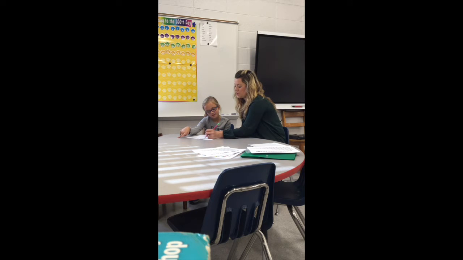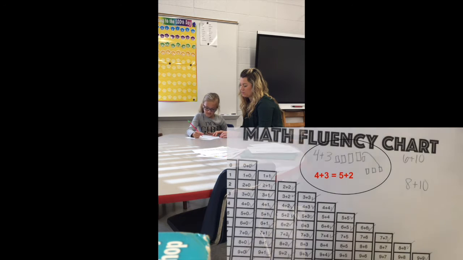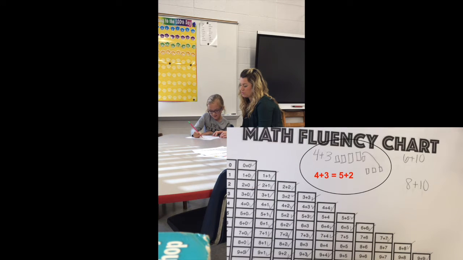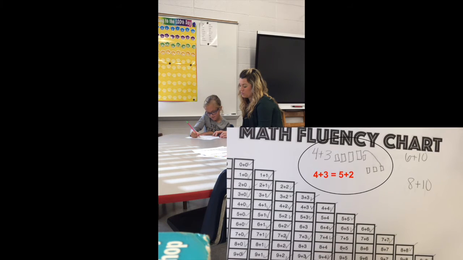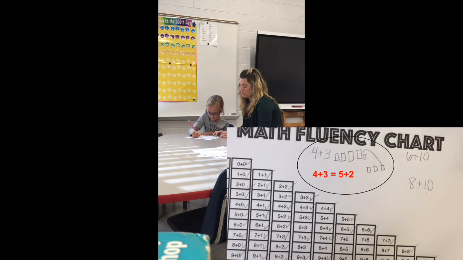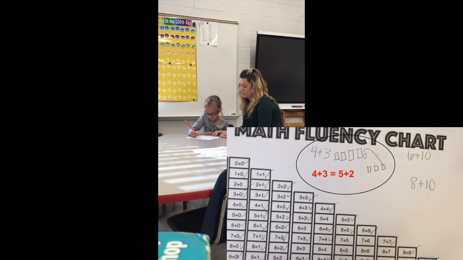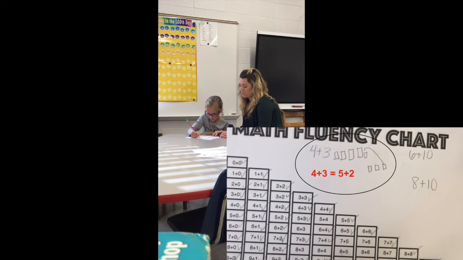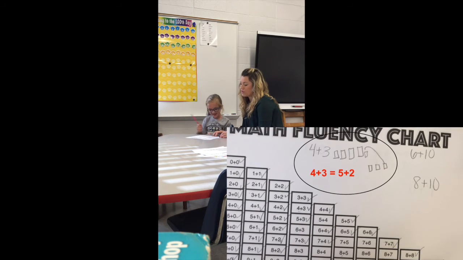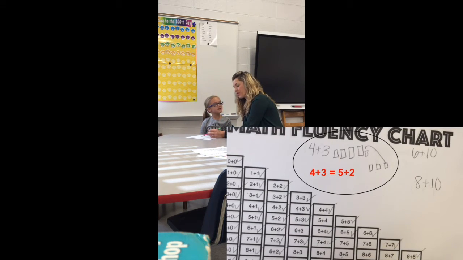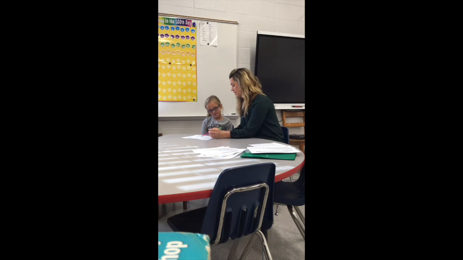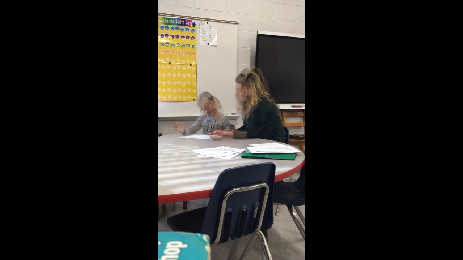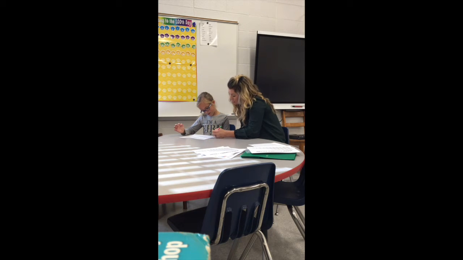Oh, so can you show me a picture of what that means? Like 4. See? Oh, so you took 1 from the 3 and gave it to the 4, so you made 5 and 2. Oh, so 5 and 2 makes 7, and 4 and 3 makes 7. Okay. All right, Miss Harley, you did a really great job, okay?